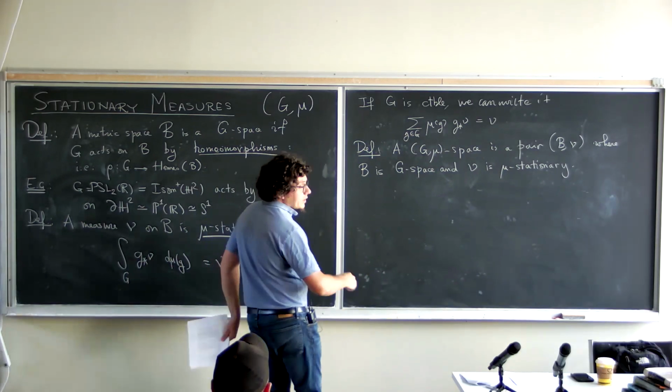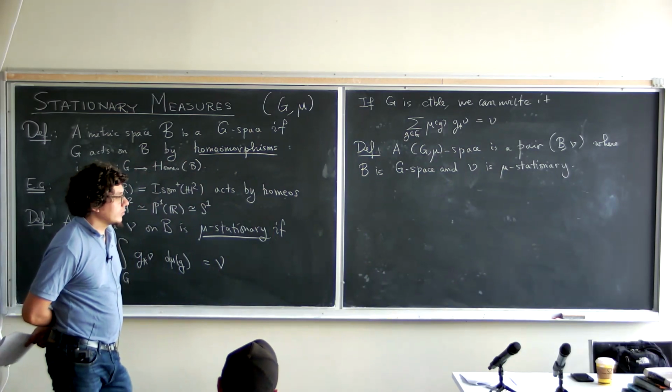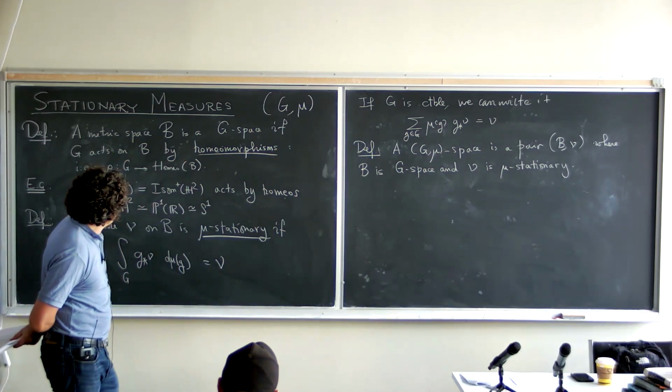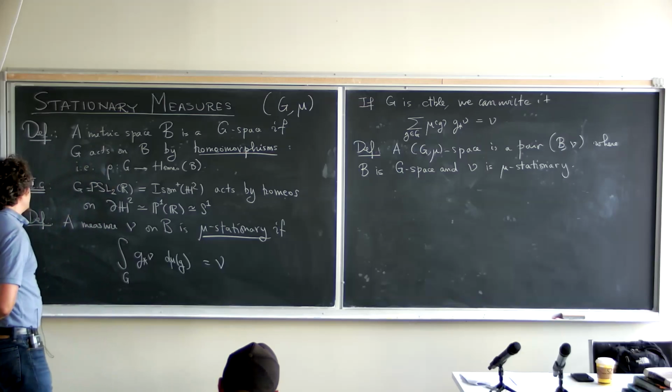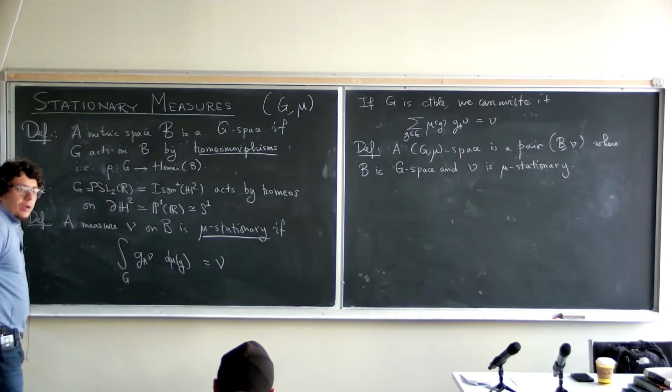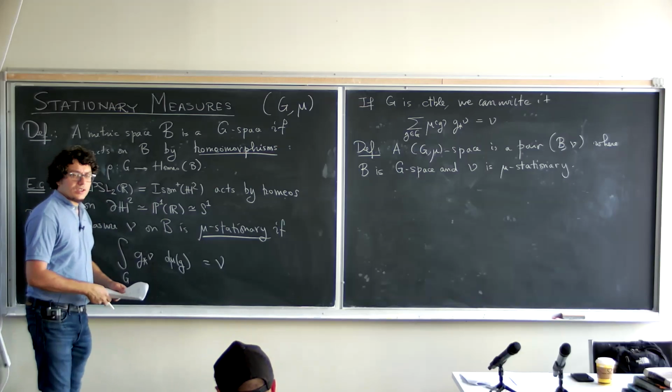So yes, I understand that for applications, we want the action to be by homomorphisms. But is the notion meaningless if you assume the action is by isometries? No, it's not meaningless. But you very rarely find such an action. I mean, if you have an irrational rotation of the circle, that would be an action by isometries. It's very, very strong to have it by isometries, of course.